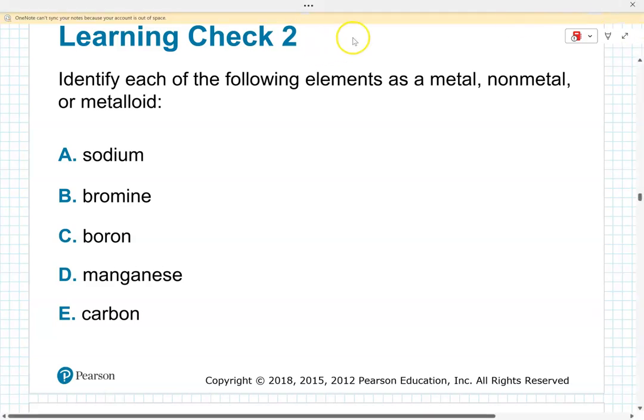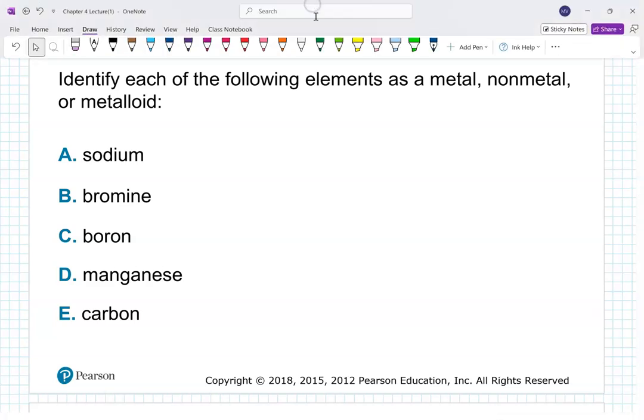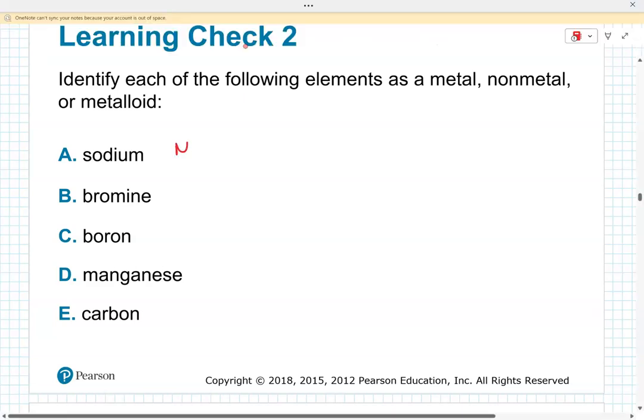So, metal, nonmetal, or metalloid. Go. Sodium. Bromine. You can look back at the periodic table, dude. It's there for a reason. Bromine, number 35. Metal or non-metal? Non-metal.